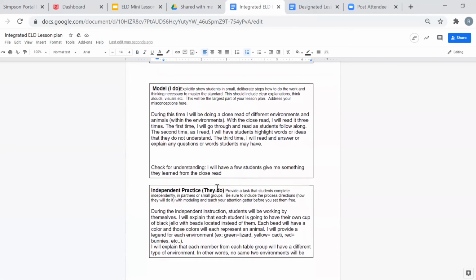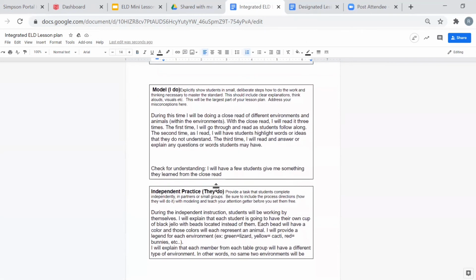So for my I do, which is where I model, I'll be doing a close read of different environments and animals within the environments. With the close read, I'll read it 3 times. The first time I'll go through and read as students follow along. The second time as I read, I will have students highlight words or ideas that they do not understand. The third time, I will read and answer or explain any questions or words students may have.